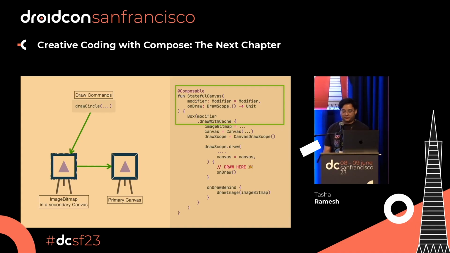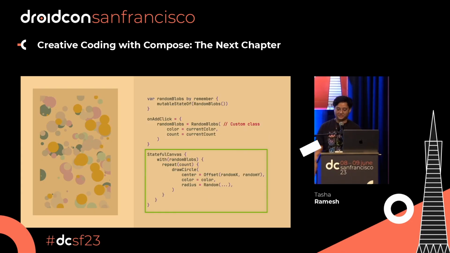So you could wrap all of this up and create a utility composable for yourself. You can call it whatever you want. I'm calling it stateful canvas. And here I'm just using a box because it's just a lightweight dumb composable, and I can use the draw with cache modifier right in the box. And inside the draw with cache modifier is where all the brains of this operation goes. So with that, we're essentially getting this stateful canvas idea where we're redirecting all our draw calls, we're not drawing on the main canvas.